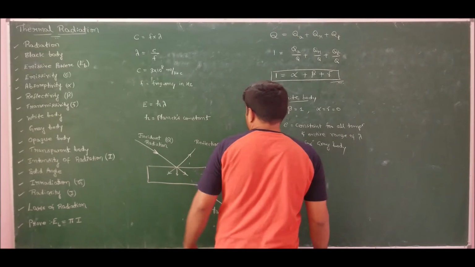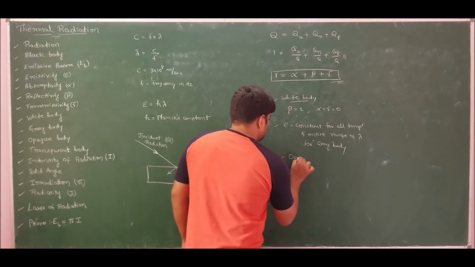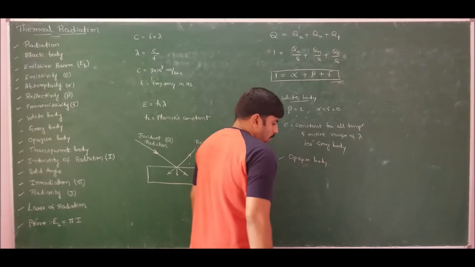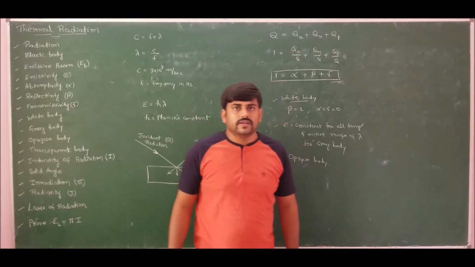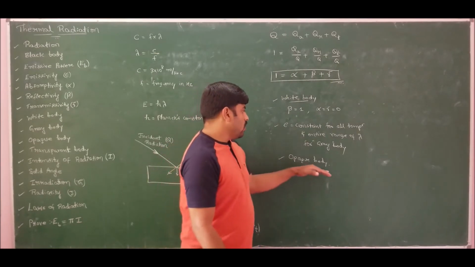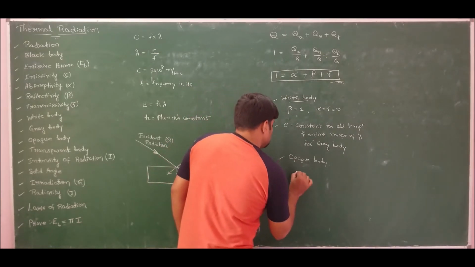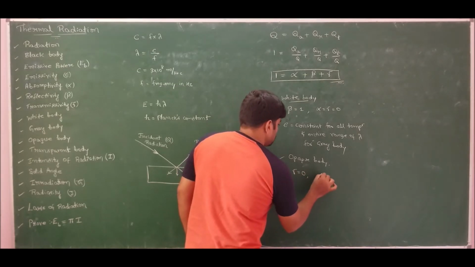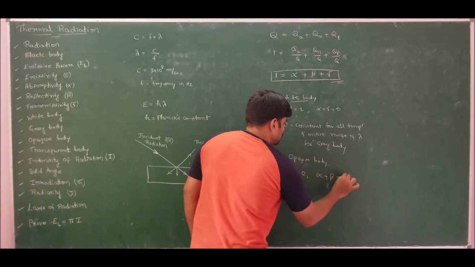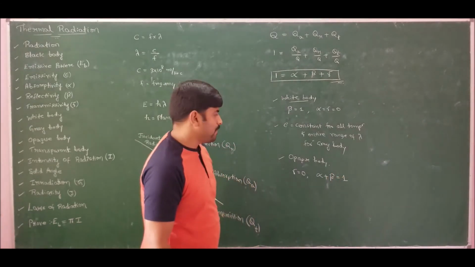Next concept is the opaque body. So if I consider an opaque body, the body is said to be opaque if it does not transmit any of the radiation incident on it. So for an opaque body, the transmittivity is 0. So therefore, absorptivity plus reflectivity should be equal to 1.